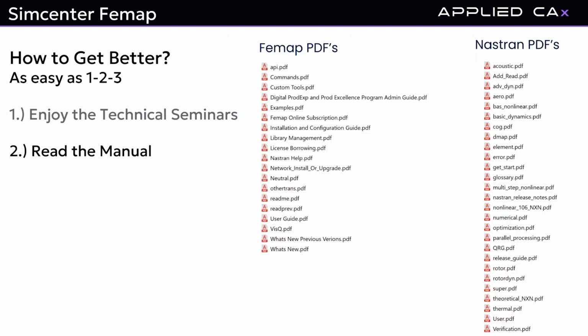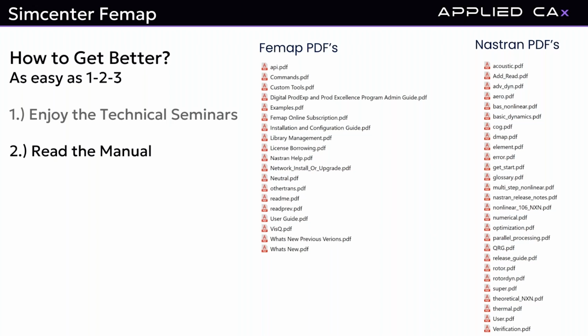So you're going to laugh. Read the manual. Sometimes people don't realize that there are all these PDFs. There are the Femap PDFs within there. If you look under Program Files, Siemens, Femap, there are also the Nastran PDFs.